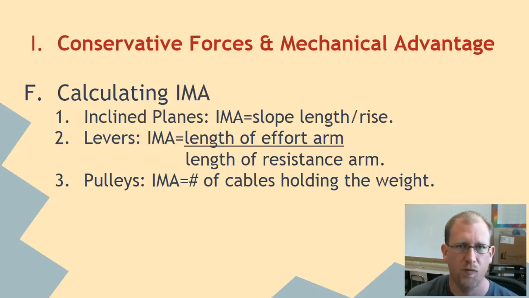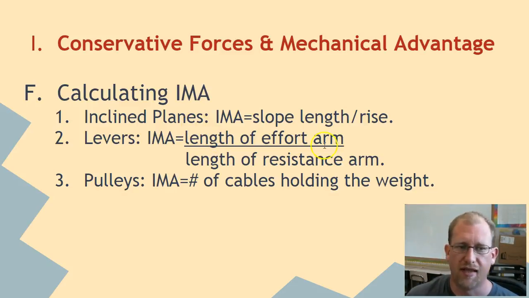Okay, calculating your IMA with various simple machines. The IMA, when you look at an inclined plane, is the slope length divided by the rise. So how long is your ramp, and how high did it lift the object? Or if you're talking about a knife edge, it's the length of the ground slope of the knife blade and the thickness of the blade. Or for a screw, you can use the same kind of thing: slope length versus rise. That'll give you the inclined plane ideal mechanical advantage.